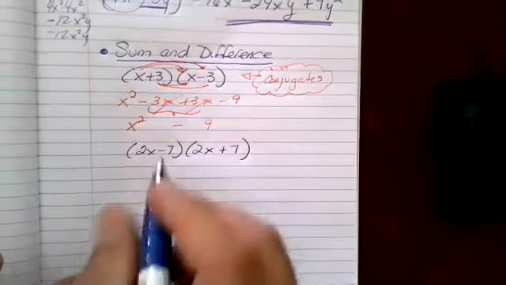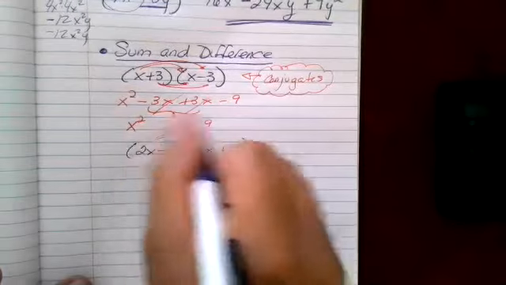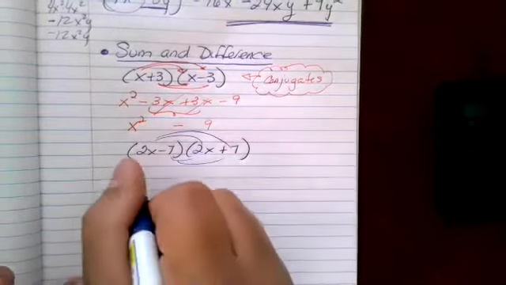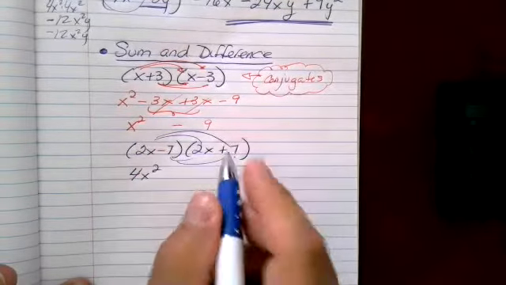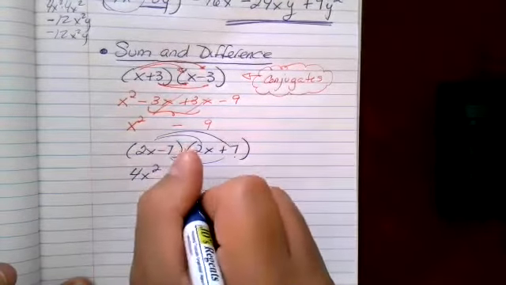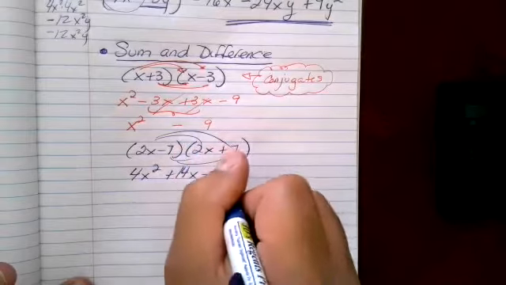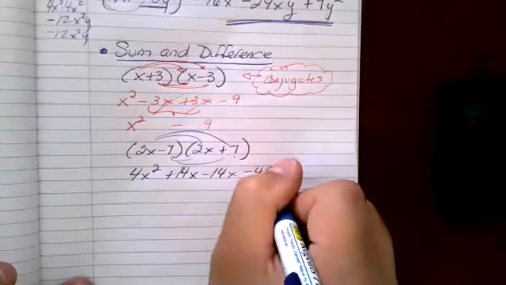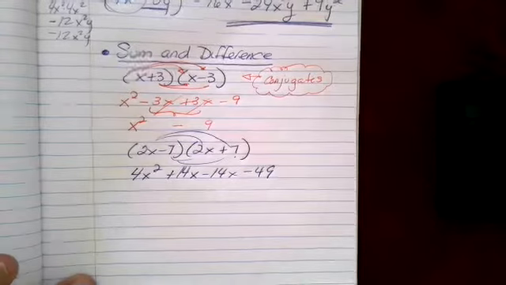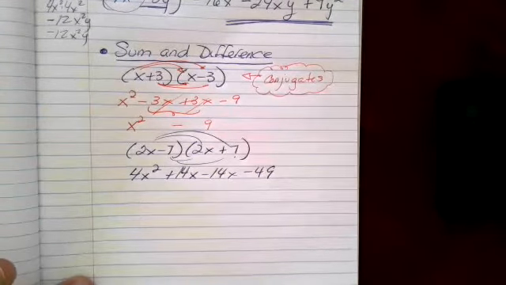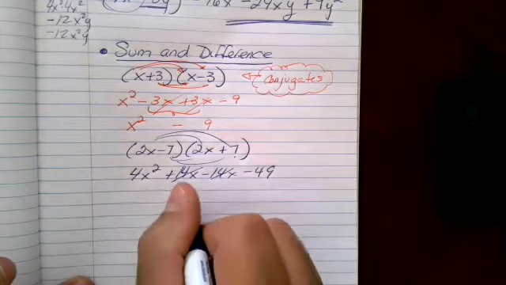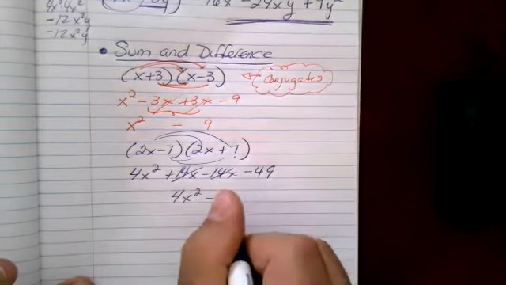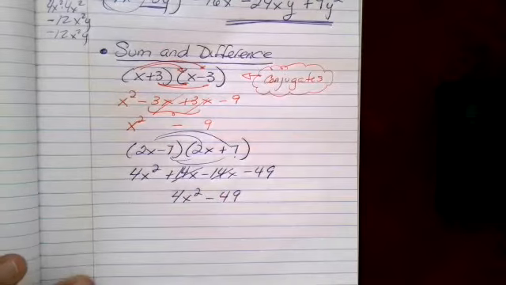If I were to distribute it, I don't know if I'm wasting my time here, but if you distribute it, 4x squared, 2 times 7, this will give me 14x. If I distribute it, it looks like that again. 14 minus 14 is gone. I have 4x squared minus 49.